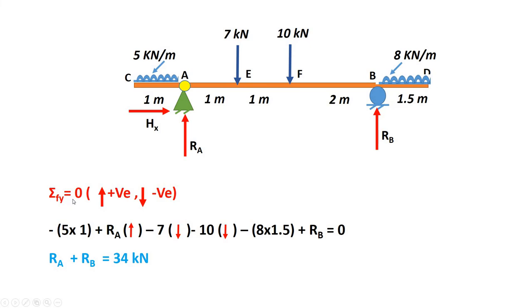the algebraic sum of all forces in the y direction is equal to 0. Starting with this UDL, in 1 meter we have 5 kilonewtons. So the total load is 5 into 1, acting downwards, so negative. Again the reaction at A, acting upwards, positive. So -7 minus 10 plus RB minus 8 into 1.5 is equal to 0. So here we get RA plus RB is equal to 34 kilonewton.